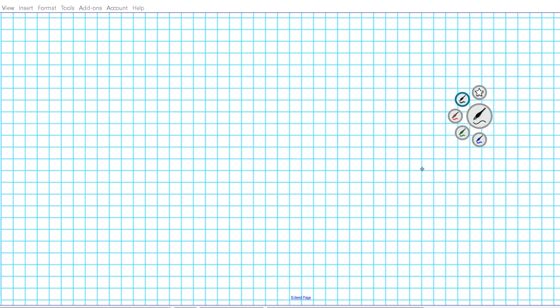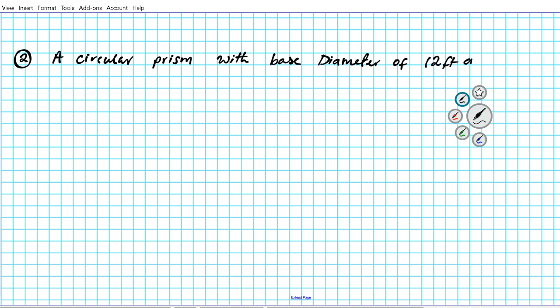Alrighty, let's take a look at another example, number 2. So for number 2, let's say we have a circular prism. A circular prism with base diameter of 12 feet and height of 20 feet. Okay.